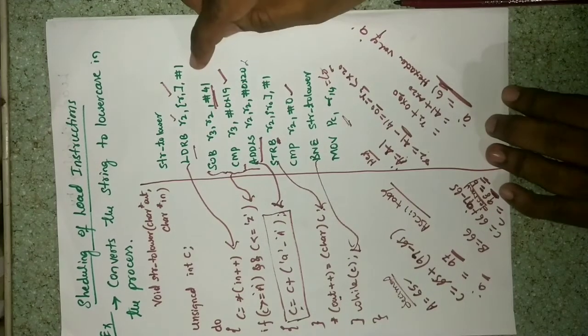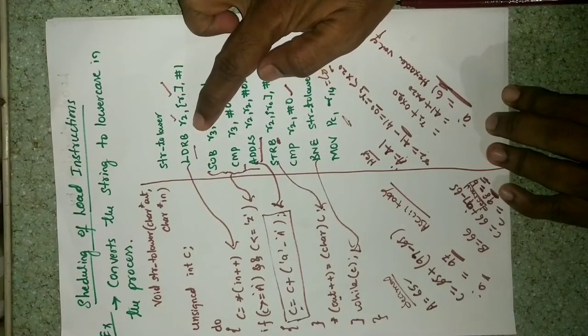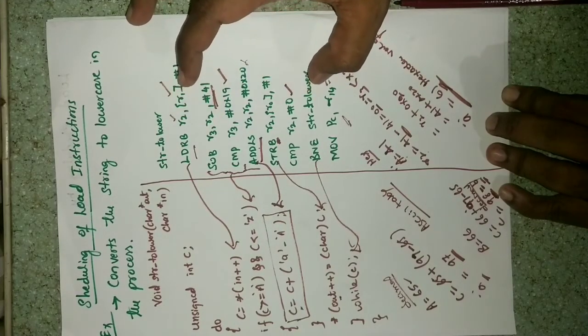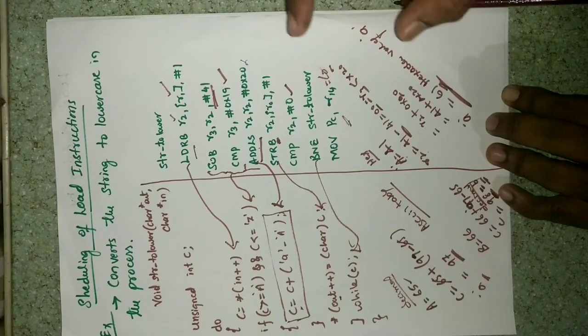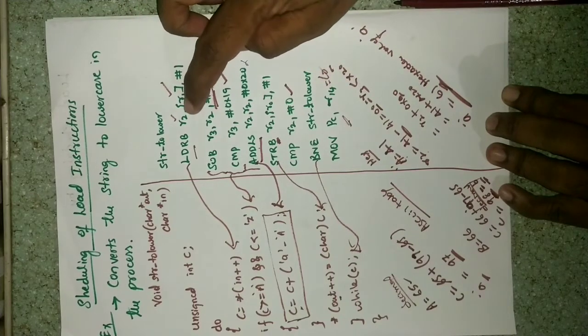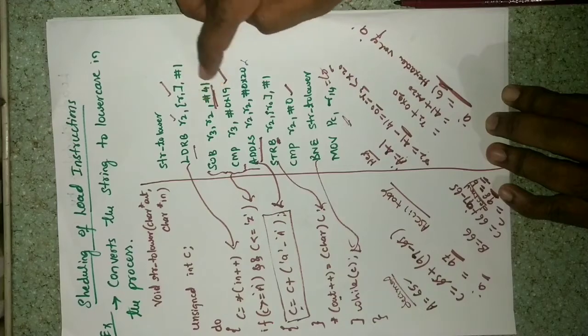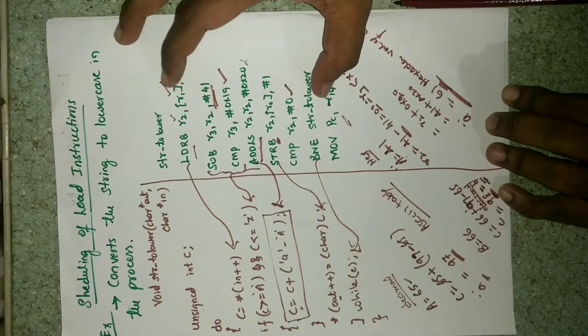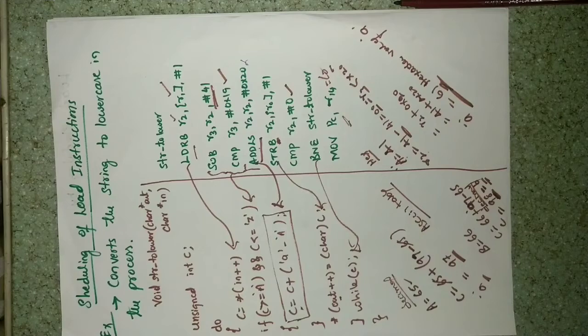Observe here that the load instruction is scheduled so that no stall operation occurs, because R2 is used after the subtraction. You can observe and check whether a stall occurs or not. That is the scheduling of load instructions, for example, in the program explained. I hope all of you understand this program. Thank you.